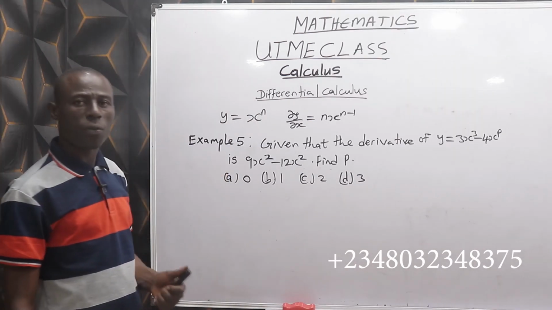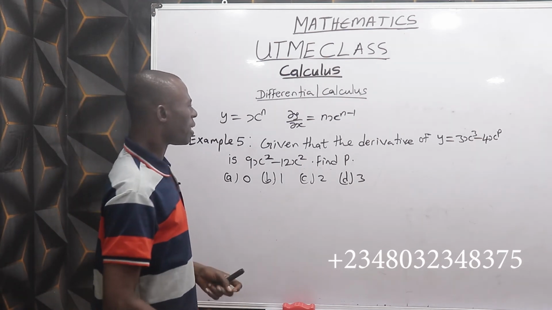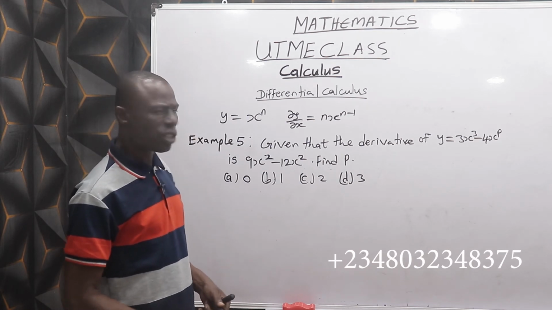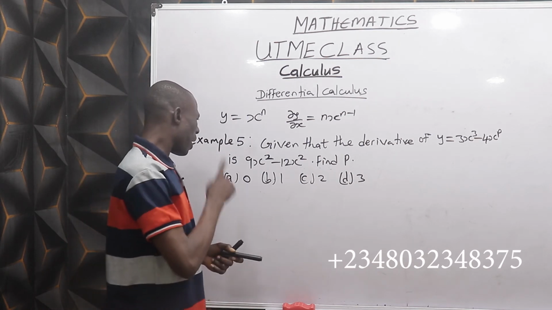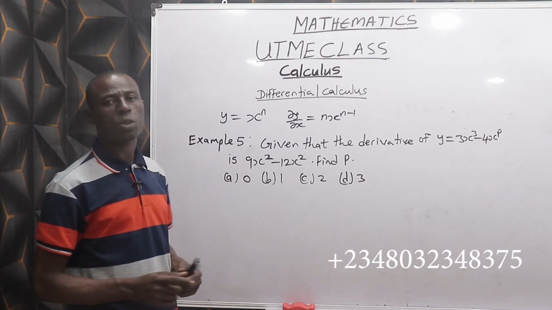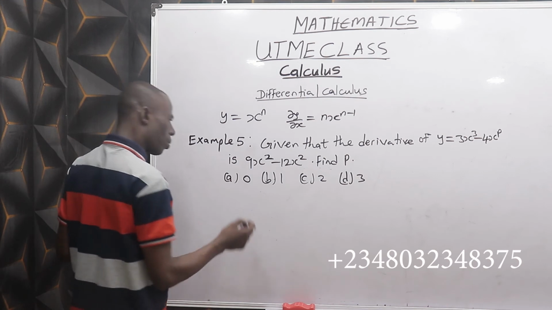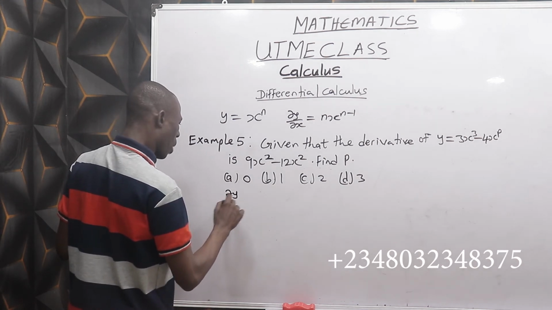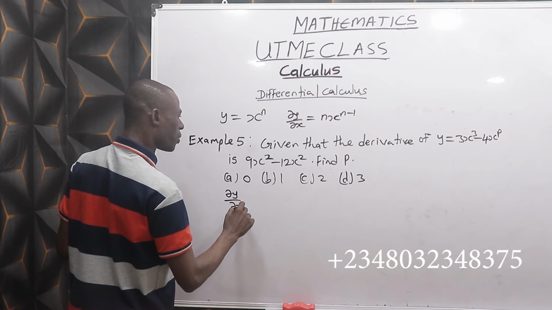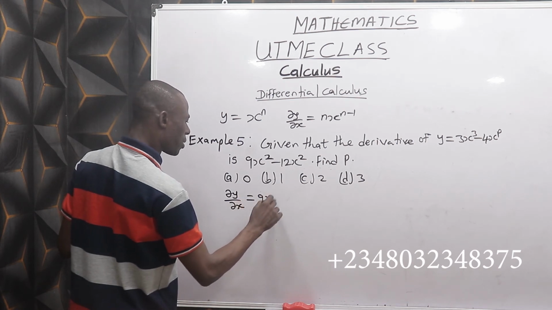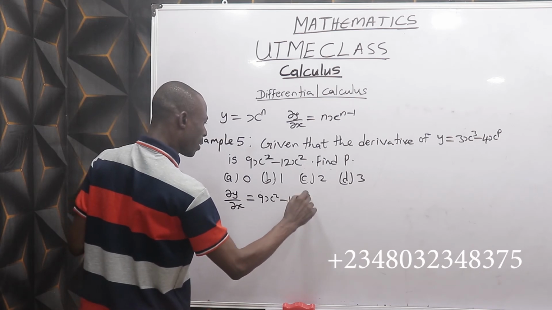Let's consider example 5. Given that the derivative of y equals 3x raised to power 3 minus 4x raised to power p is 9x raised to power 2 minus 12x raised to power 2. Find p. The question is, dy/dx of y equals 3x raised to power 3 minus 4x raised to power p is 9x squared minus 12x squared.